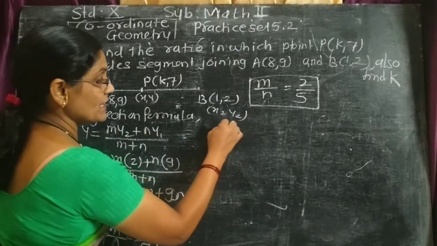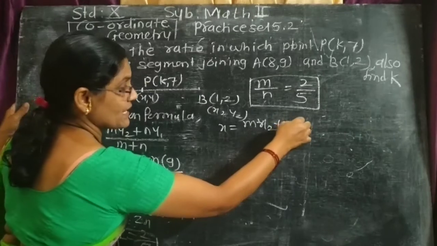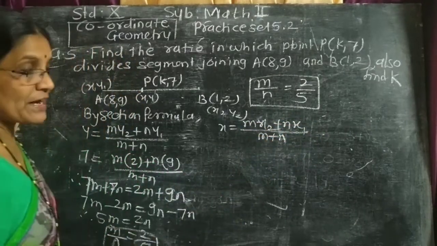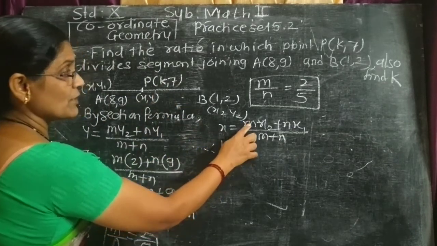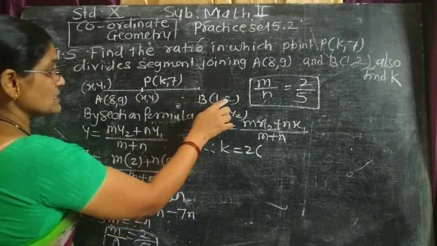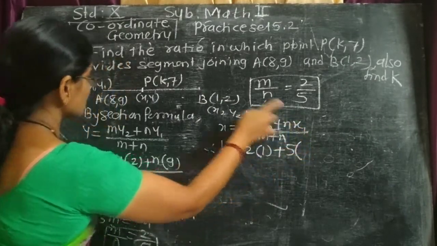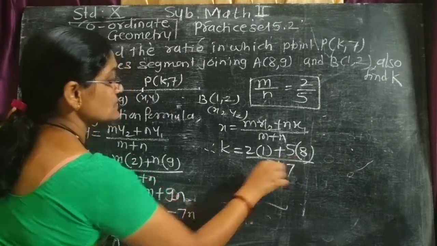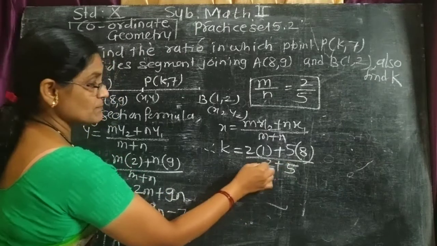What is the x coordinate? We know that x is equal to (m x2 + n x1) upon (m + n). We put in those values. X coordinate, that is k, is equal to m which is 2, x2 which is 1, and n which is 5, x1 which is 8, and m plus n which is 2 plus 5, that is 7.